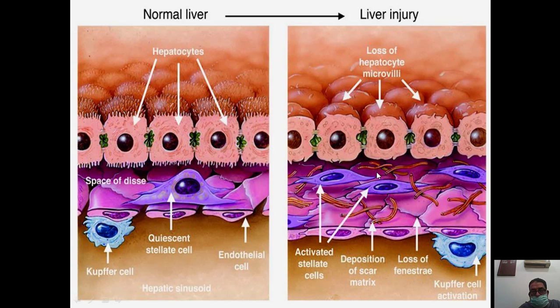This is the presence of activation of the I2 cell, that is the satellite cell, presence of multiple collagen fibers, and then the ballooning of the space of Disse and loss of the perforations of the basal membrane of the endothelial lining, and activation of the Kupffer cell. These are the features of liver injury.